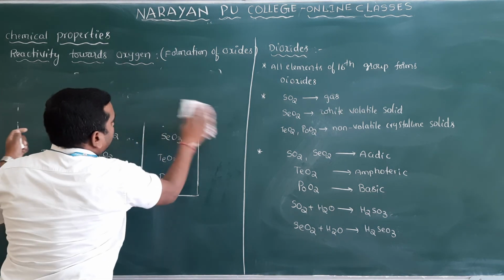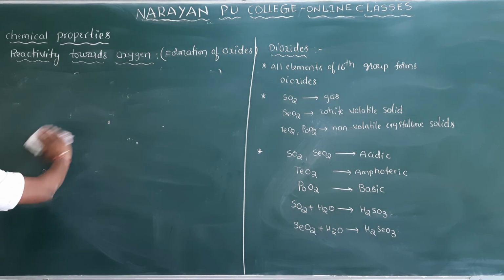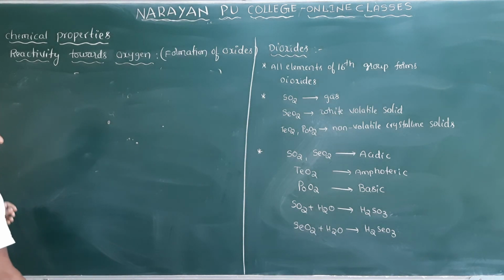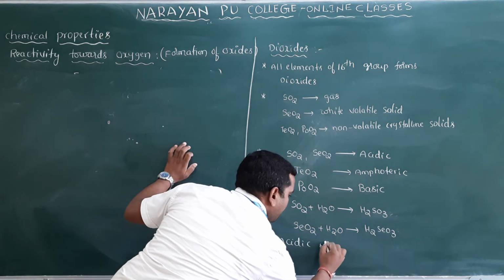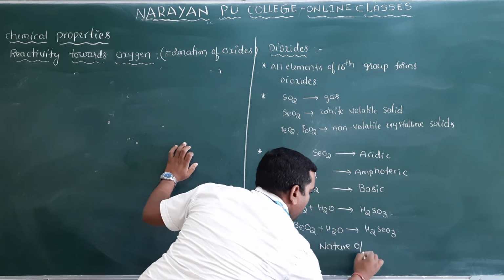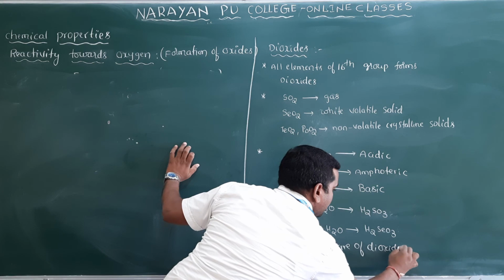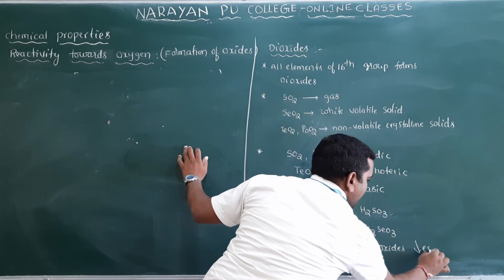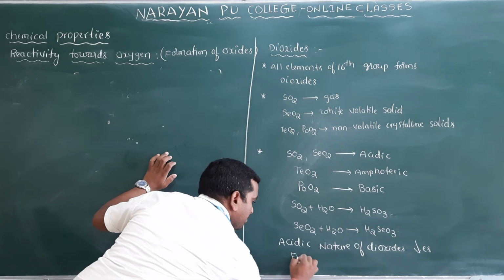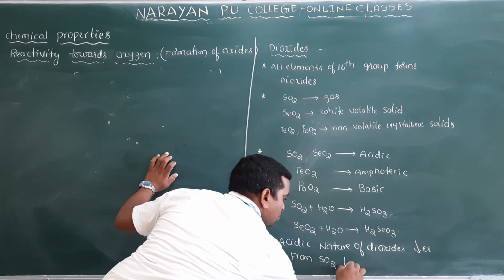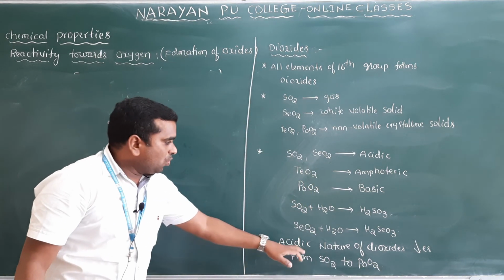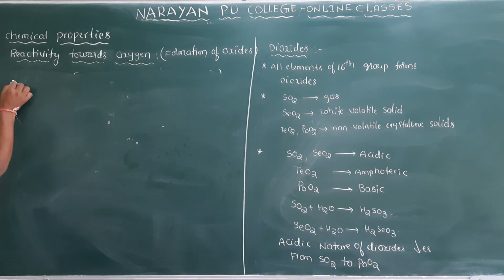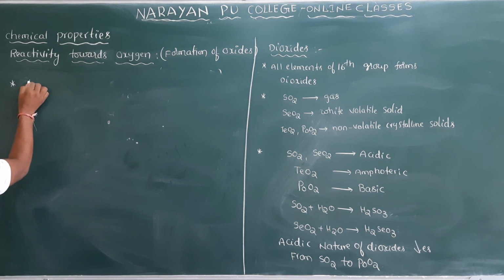Next, what will happen to the acidic nature? Acidic nature decreases. Write that point here. Next one, acidic nature of dioxides decreases from SO2 to PoO2. This is the acidic nature. Clear? And the next point.